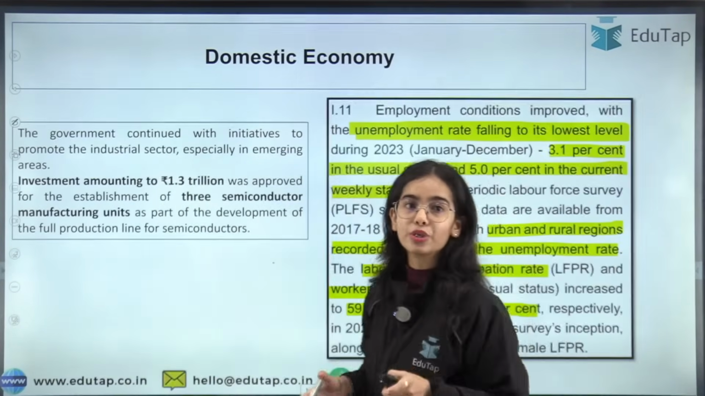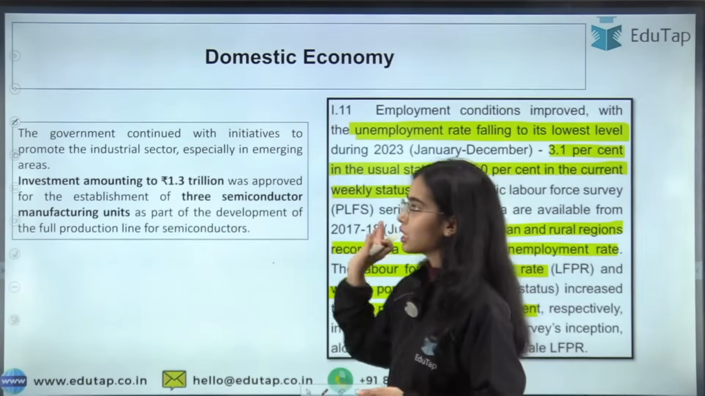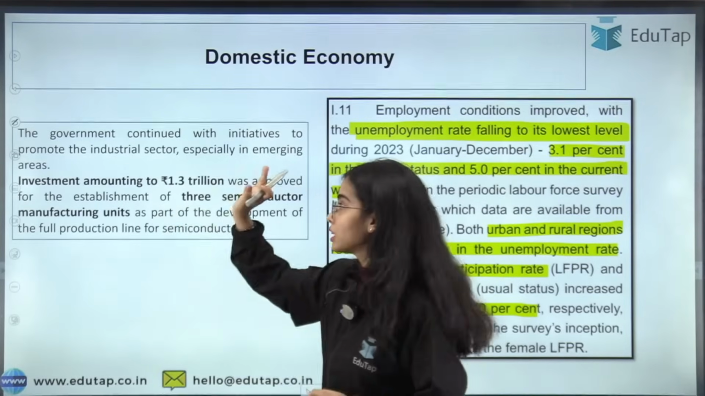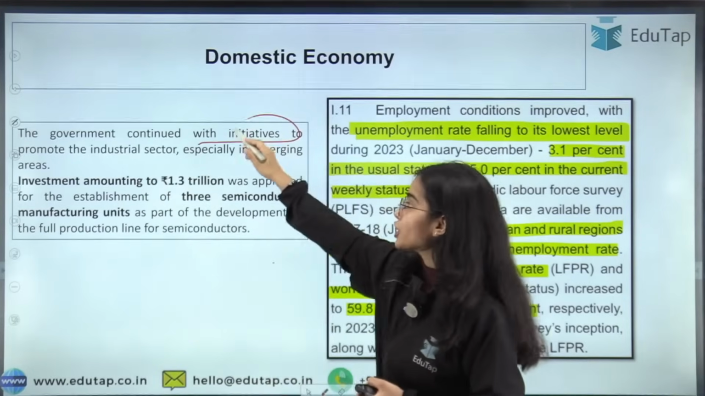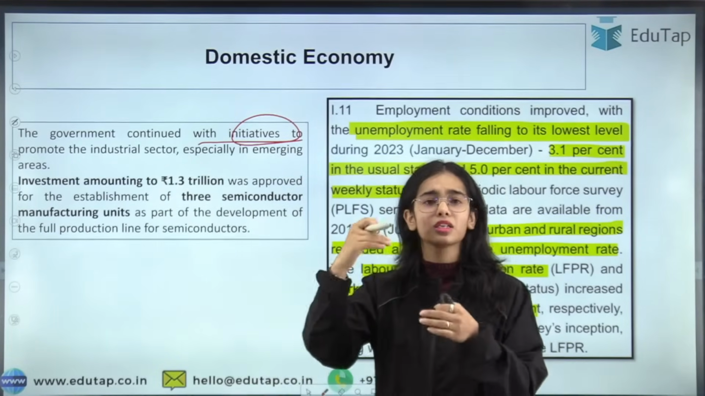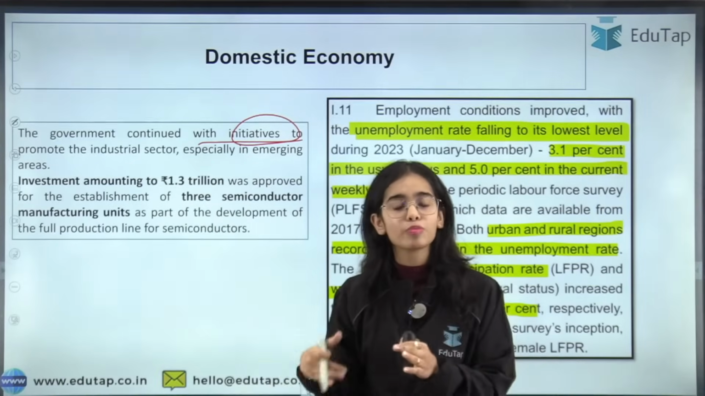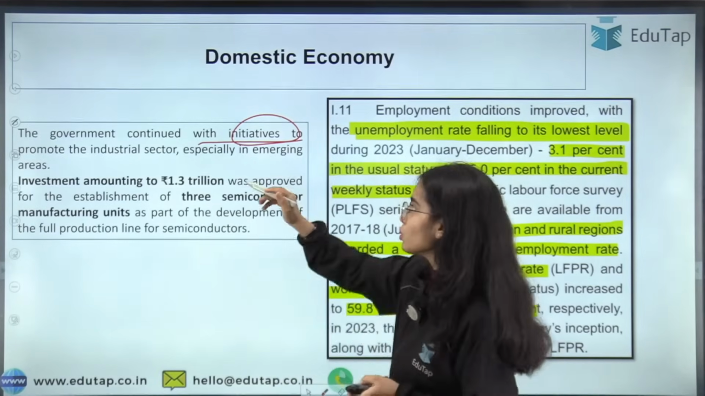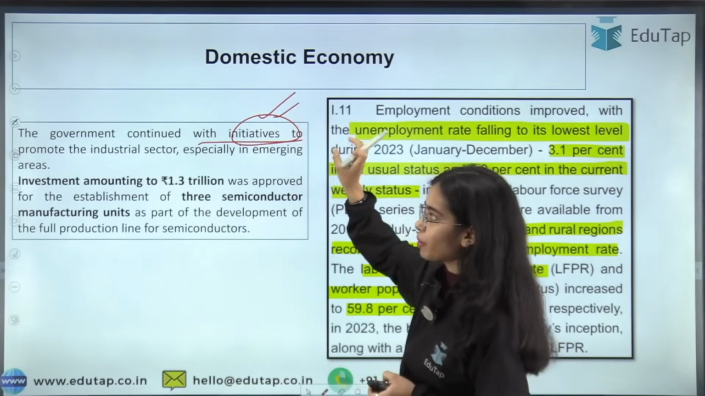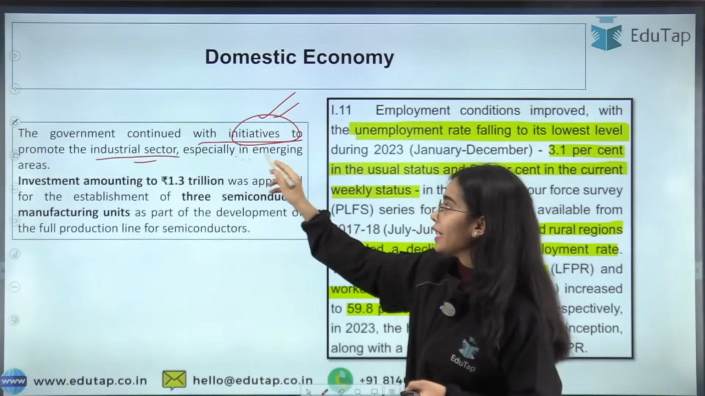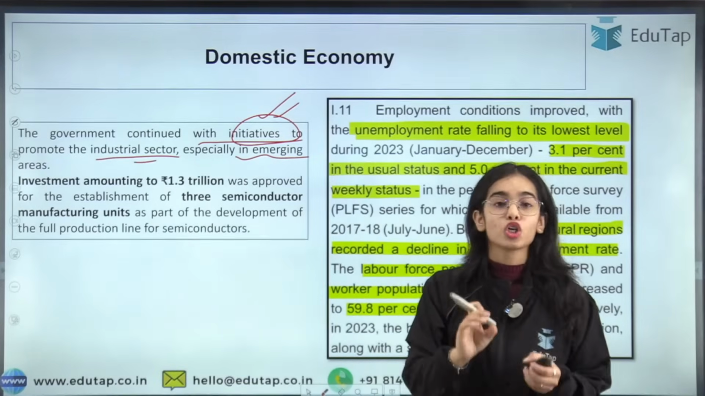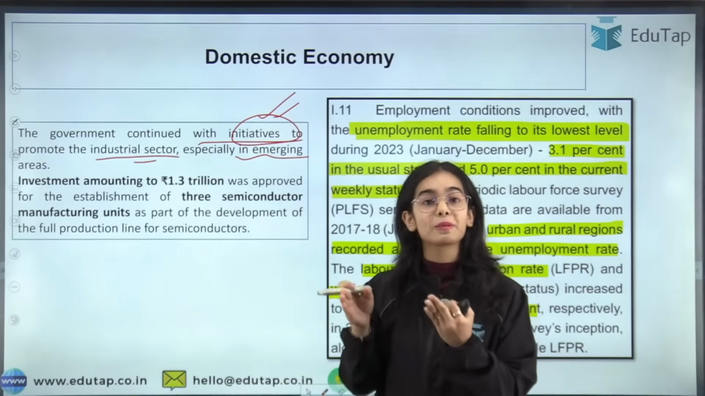So till now we have seen the assessment of the domestic economy. Now the government continued with the initiatives to promote the industrial sector. The government has brought different schemes, Muft Bijli Yojana and such. So you can see that initiatives have been brought by the government to promote the industrial sector, especially in emerging areas. In the semiconductor area, the government is especially focusing.